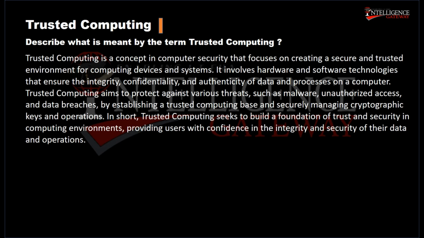By establishing a trusted computing base and securely managing cryptographic keys and operations, in short, trusted computing seeks to build a foundation of trust and security in computing environments, providing users with confidence in the integrity and security of their data and operations.